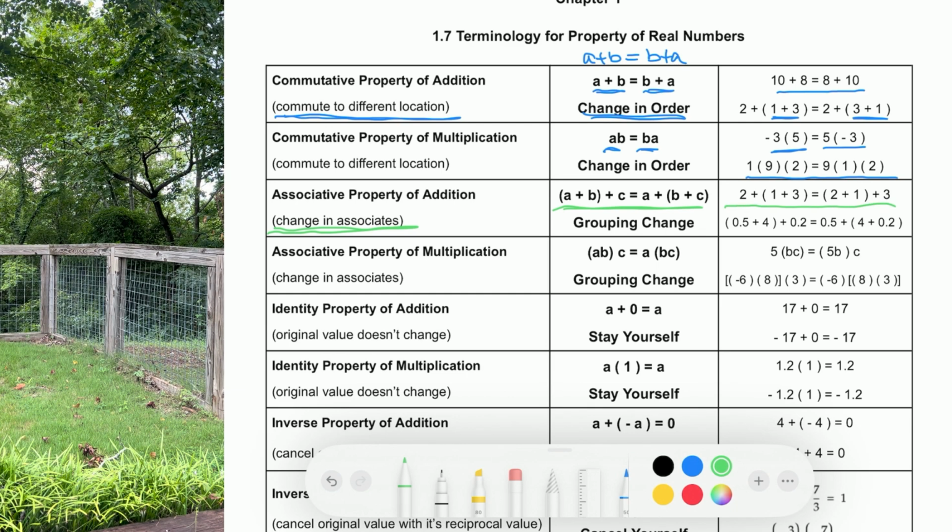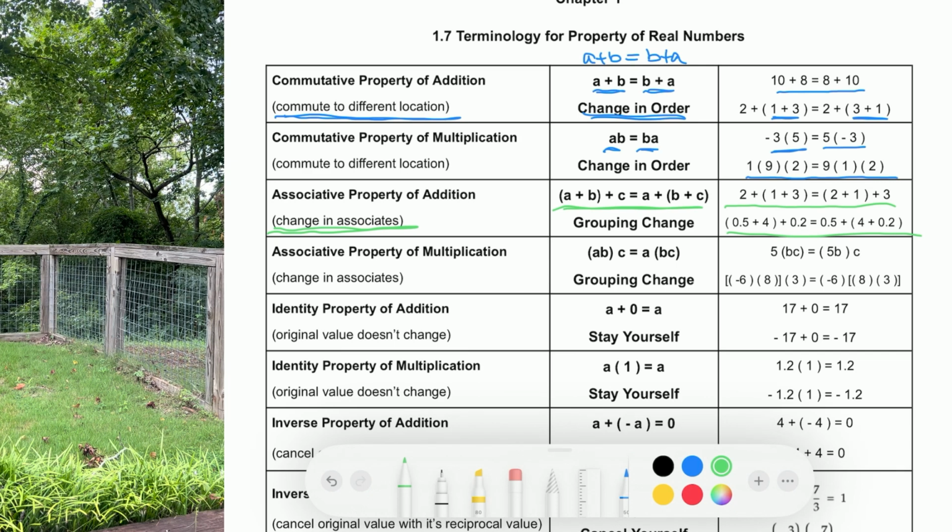Now let's look at an actual math example of this. 2 plus 1 plus 3, and then 2 plus 1 plus 3. We didn't change the order. What changed was who was rooming with who. So originally the 1 was sharing a dorm room with 3. But then they got into an argument. I don't know. They just couldn't get along. So now 1 is sharing a dorm room with 2, and 3 has their own room. So again, it's just changing who is associating with who, who is grouping with who. Looking at the second example, we have decimals.